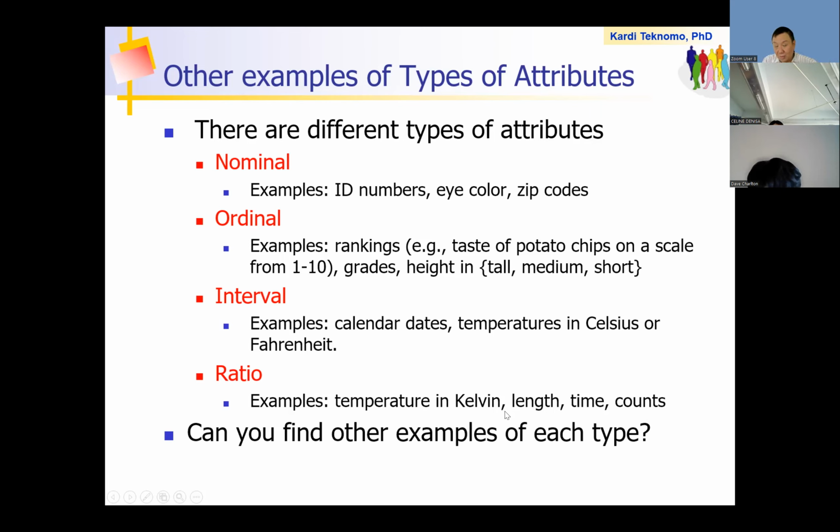Now each of you give me an example of nominal, ordinal, interval, and ratio. Dave, start with you. An example of nominal is like hair color. Hair color, okay. Ordinal.